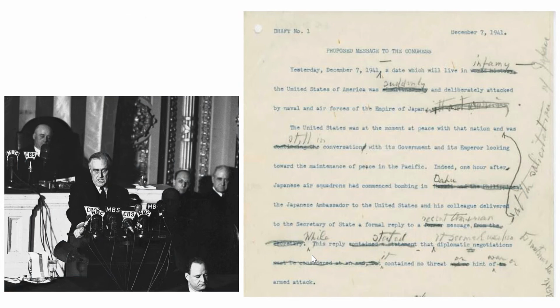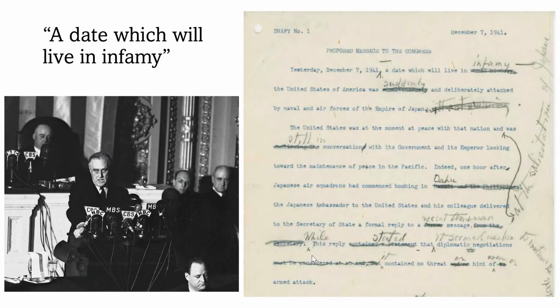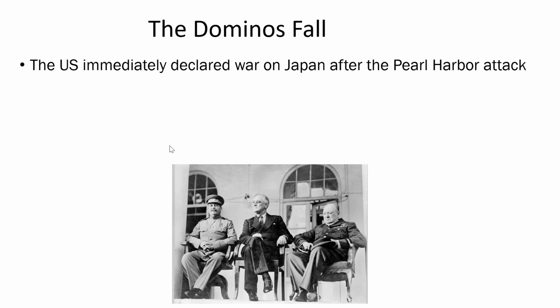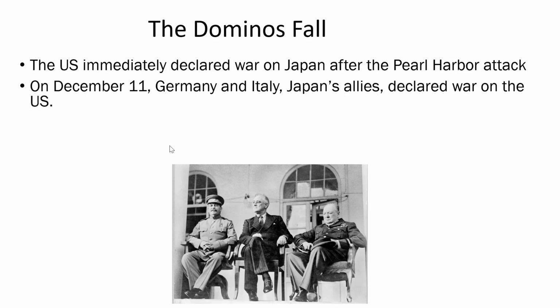Pretty much immediately, FDR gets on the radio and gives his famous "Day which will live in infamy" speech. This is an actual draft of the speech you can see here. You can see the way that he kind of changed up the language of it. But he gives his speech to the American people. Everyone is glued to the radio, and the dominoes start to fall. The U.S. immediately declares war on Japan after the Pearl Harbor attack. Pretty unsurprising there. Four days later, Germany and Italy, who are Japan's allies, declare war on the United States.